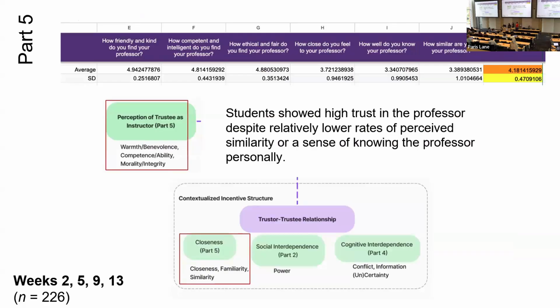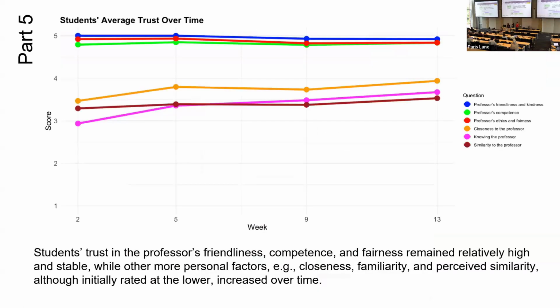One of the potential reasons for students' willingness to take risk might be their high trust in the professor. So ratings for professor covering familiarity, competence, kindness, closeness, and similarity averaged around 4.1, which is higher than the general trust mean of 3.46 of earlier. And in this last graph, students consistently rated the professor highly in the areas such as friendliness, competence, and fairness, where more personal factors such as closeness, similarity increases slightly over time.